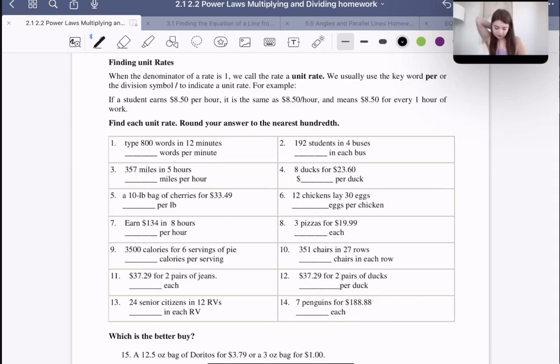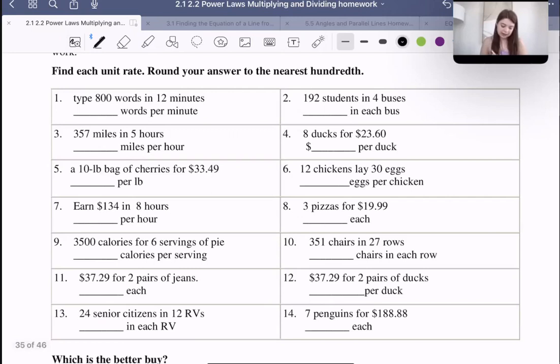Okay, so find each unit rate. Round your answer to the nearest hundredth. So let's see. Here it says type 800 words in 12 minutes. How many words is that per 1 minute? So let's think about that. If we can type 800 words in 12 minutes, how many is that per 1 minute?